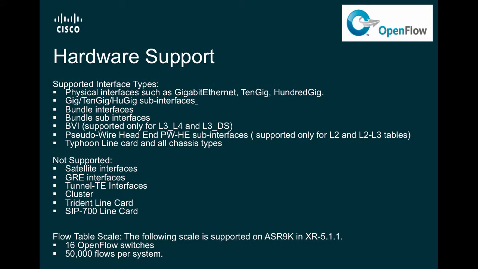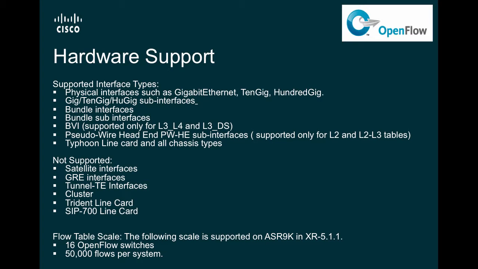Let's talk about some hardware support. Currently, there is support on physical interfaces like any GIGI, 10 GIGI or 100 GIGI, physical or sub interfaces. There is support for bundled interfaces as well as bundled sub interfaces. And BVI support is only added if you determine the flow table to be a layer 3, layer 4 or a layer 3 dual stack type. There is only support for pseudo-wire head-end sub-interfaces. So traditional pseudo-wire type of output interfaces is not supported.